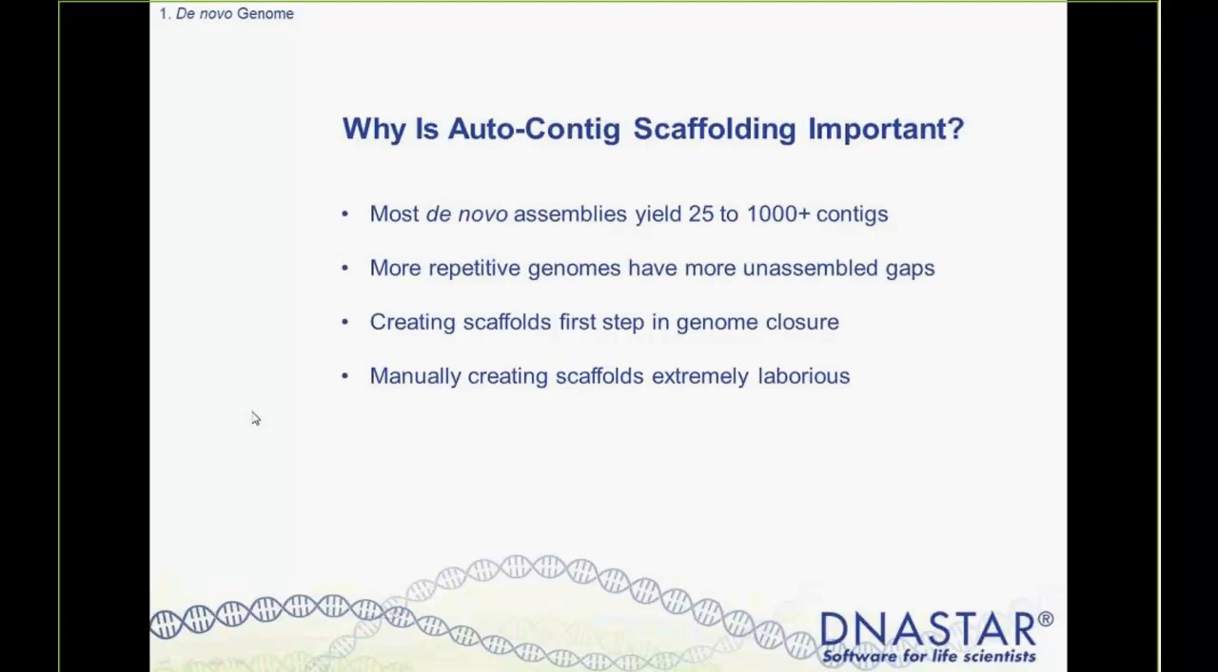So one of the questions is, why is scaffolding important? In particular, why is auto scaffolding, contig scaffolding, important? When you have even 25 contigs, you can manually figure that out, BLAST the ends and slug through it and figure out what that order is. But it's really nice to have an algorithm that can read mate pair data, for instance, and automatically create a scaffold for you. That really speeds up the workflow and allows you to close off genomes more efficiently.